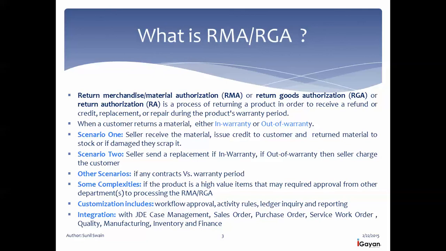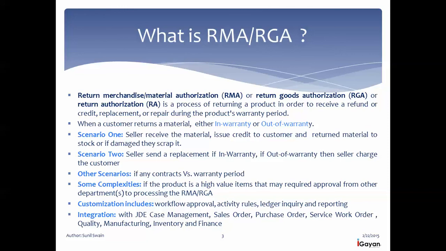But during this RMA and RGA process, some complexities arise. If it is a high value item and the customer is returning that product to the seller, it needs some level of approvals to receive those materials and to do some analysis, and if a replacement or repair is required, that needs to be sent back to the customer. This needs an approval process. We're going to talk about that part in a little more detail, because that is the customization we're going to do.